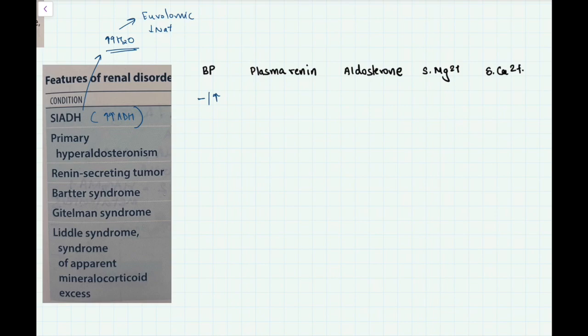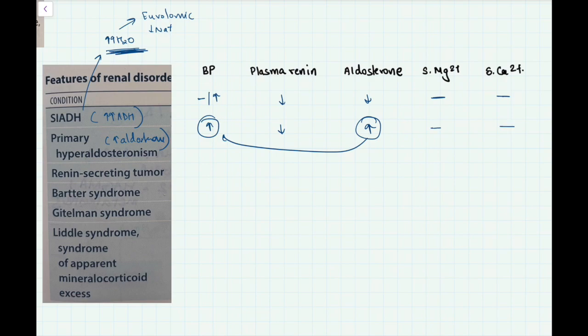Here the BP would be normal, or slightly increased due to the increase in volume. The plasma renin decreases. Why? Because of the increase in volume. Due to the decrease in renin, the aldosterone will decrease, while there is no effect on serum magnesium and serum calcium. In cases of primary hyperaldosteronism, there is an increase in aldosterone, so obviously aldosterone is increased. Due to the increase in aldosterone, there will be a negative feedback on the plasma renin, which decreases. But due to aldosterone, the blood pressure increases. Why? We already studied that aldosterone causes sodium retention, which leads to an increase in blood pressure. Again, there is no effect on magnesium and calcium.